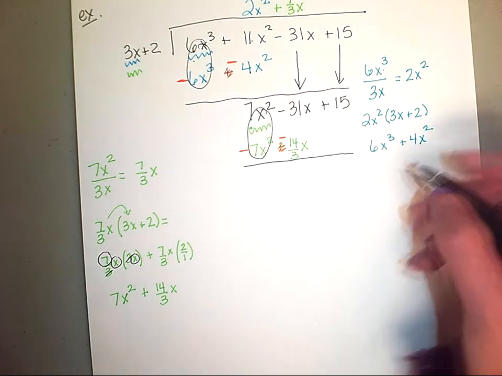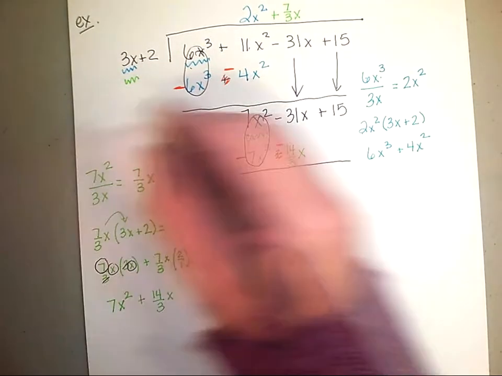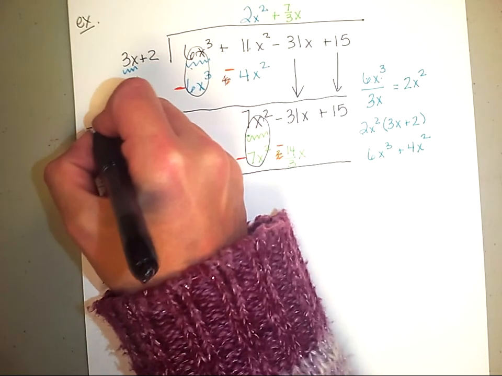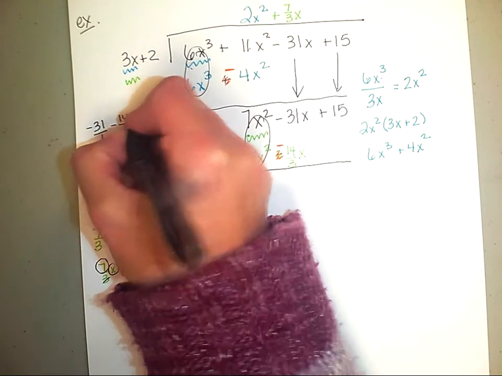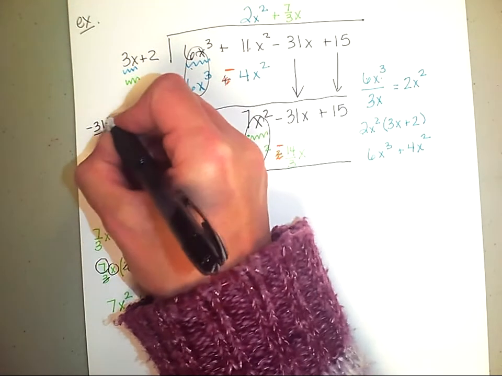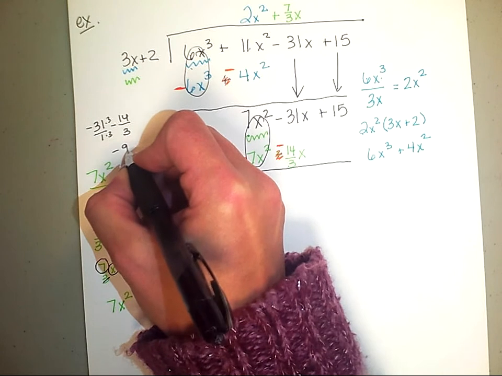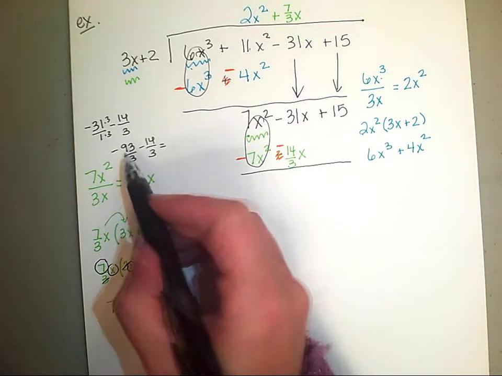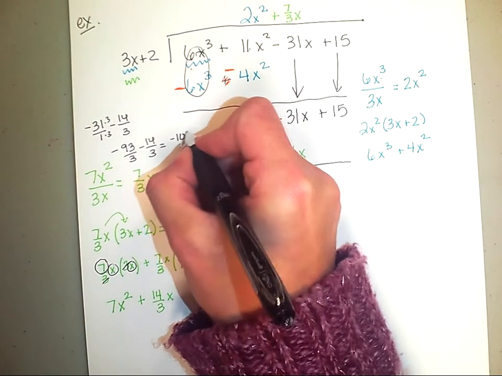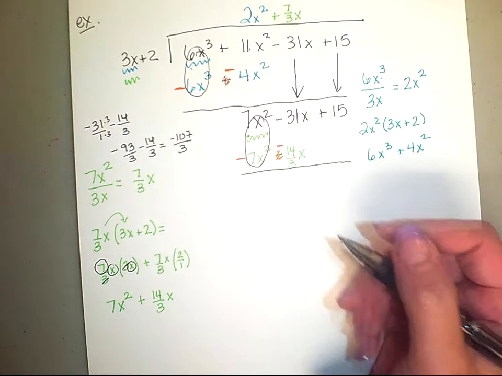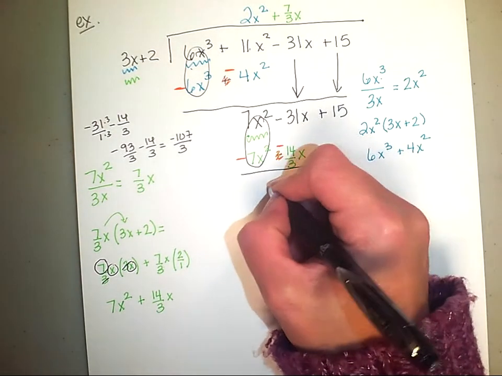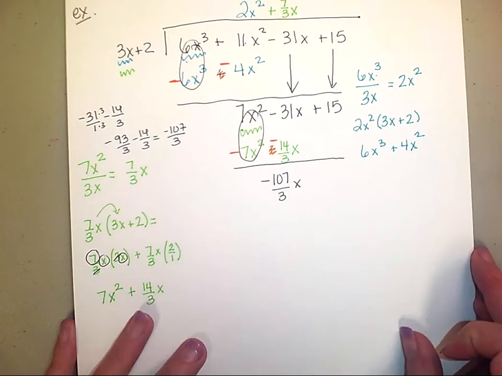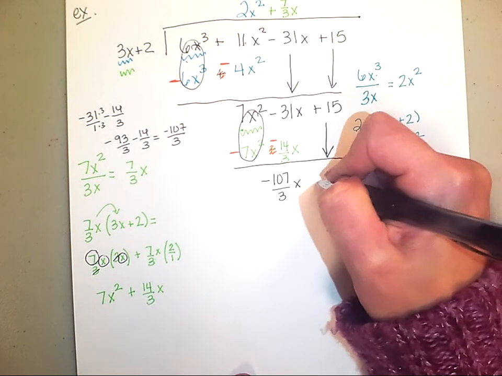Now let's get a common denominator off to the side here, because I'm going to have to take minus 31 and minus 14/3. So minus 31 over 1 minus 14/3. If I multiply by 3 and by 3, this is negative 93/3 minus 14/3. So I'm negative and more negative, that's minus 107/3. Minus 107 over 3x. Whew! Good thing we're almost done. Okay, now let's add 15.